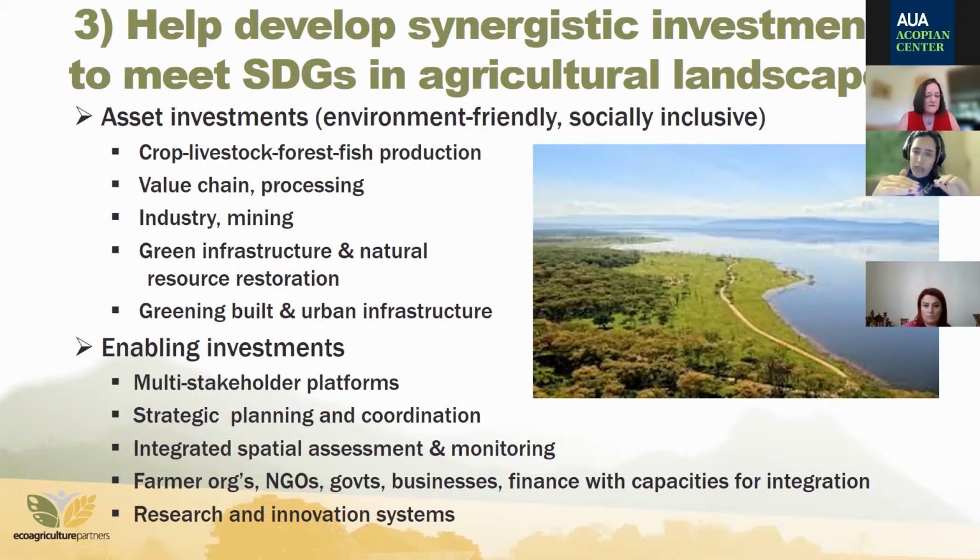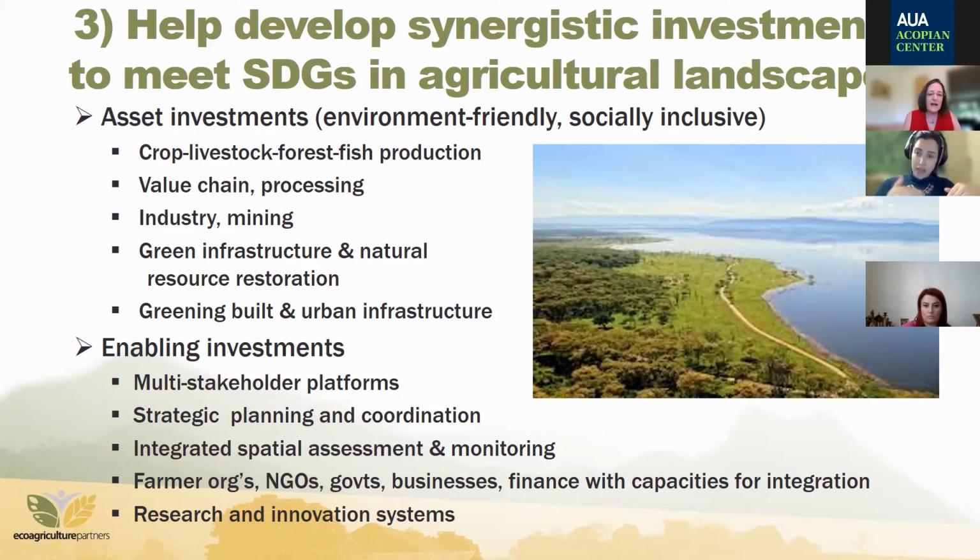And then the second kind is the enabling investments. These are the other social and organizational issues that are needed so that you can deliver asset investments that transform the landscape. These are things like multi-stakeholder platforms, strategic planning, spatial assessments, building capacity, having research and innovation systems. So when we look at a landscape, we can think about what are the set of investments and activities that are needed within those, public, private, and civic, to make something happen. And the government can play a really important role in facilitating this process and making sure that expert support is provided for this landscape planning.